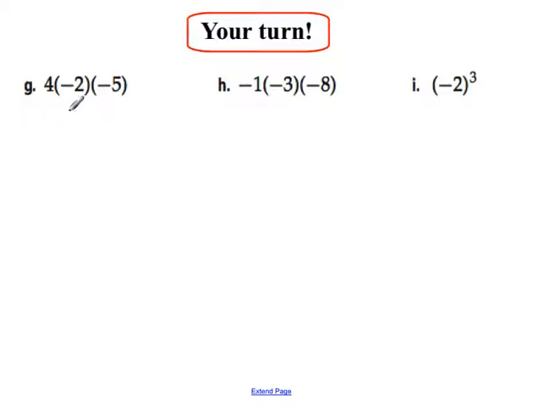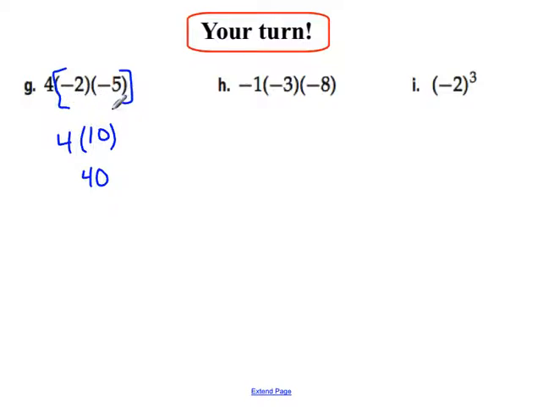What I would do on this one is group the -2 and -5 together. I'm going to group these two together first and multiply those, and then take that answer times 4. So we know -2 times -5 is a positive 10, and then 10 times 4 gives us 40. Now you may have chosen to do 4 times -2 and get -8, and then take -8 times -5 and get positive 40.